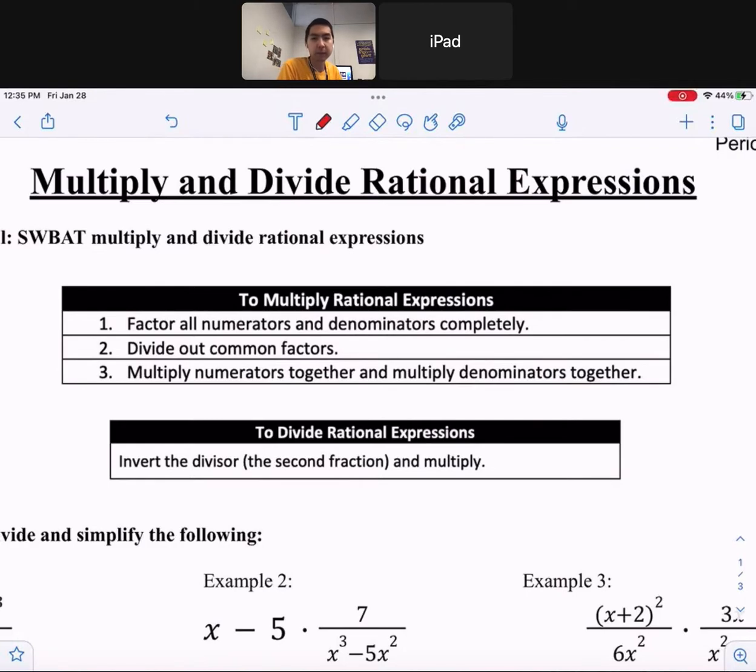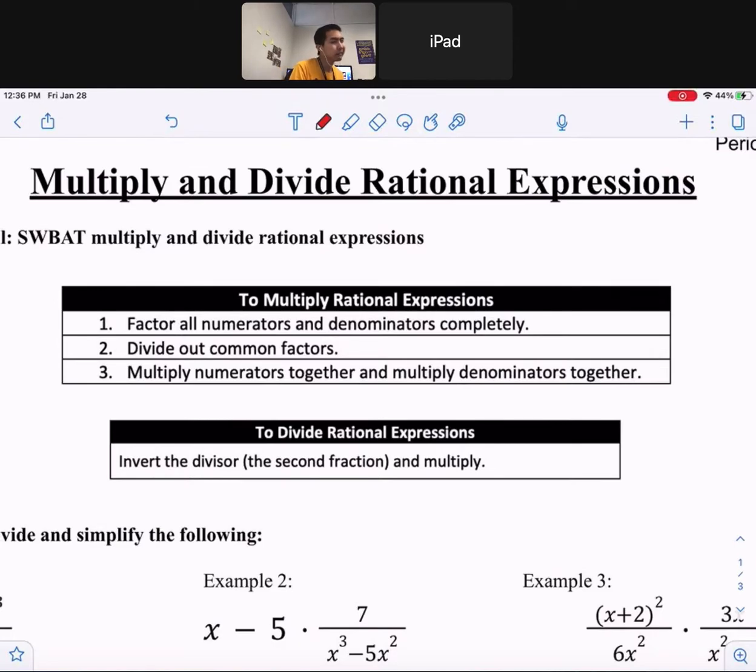To multiply, you've got to factor all numerators and denominators. That's number one. Number two, you divide out all common factors, or you cancel. You cancel whatever you can from the numerator and from the denominator. And then step three, after you cancel out everything, you multiply numerators together and multiply denominators together. And if you have a division rational expression, then you invert the divisor, the second fraction, and multiply.